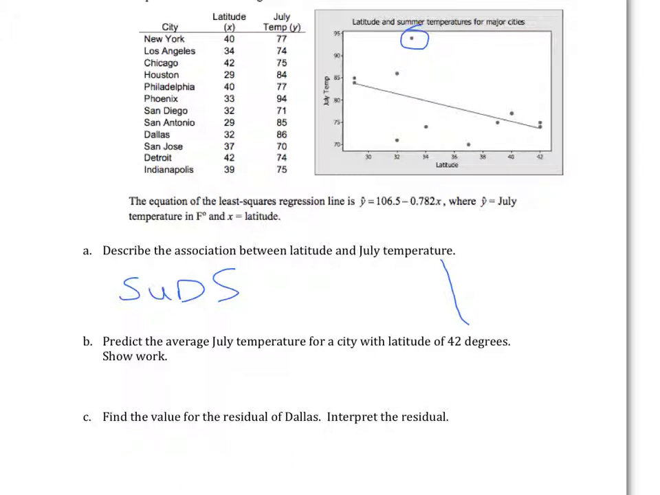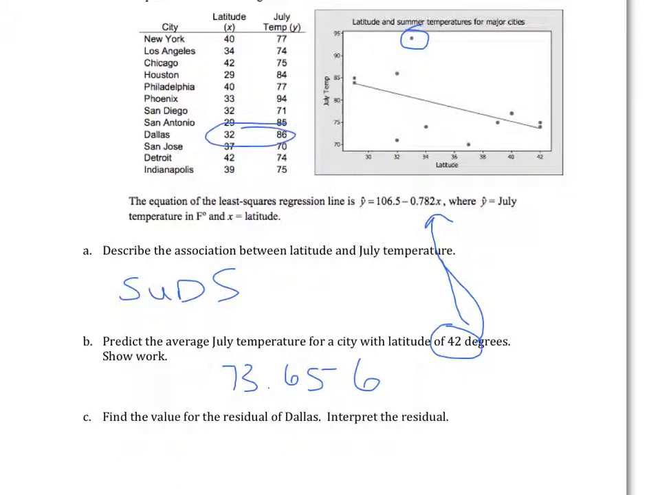The next question asks us to predict the July temperature for a city with 42 degrees as their latitude. So I'm going to take 42, plug it into this equation for x, and you should get about 73.656.